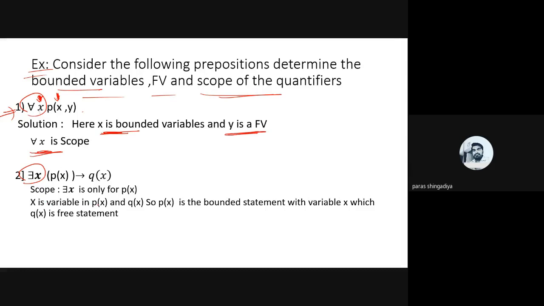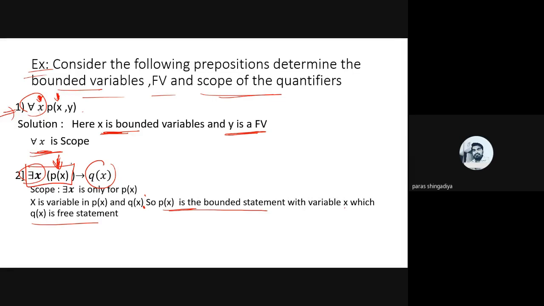So x is a variable in P of x, and also in Q of x. P of x is the bound statement, a bound variable form with the variable x, and Q of x is the free statement, because there exists is only applied to the P of x. So this will be our bounded statement form, which includes x as a variable, and Q of x will be the free statement, because we can only apply this answer to the Q of x.